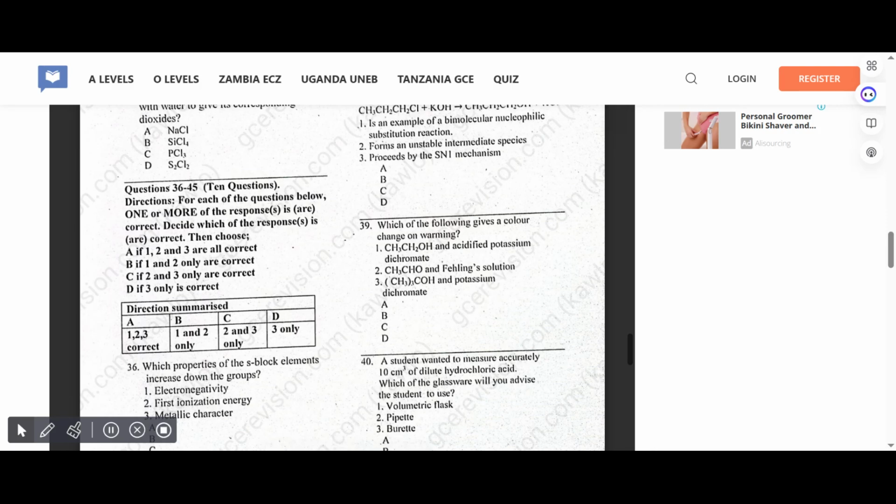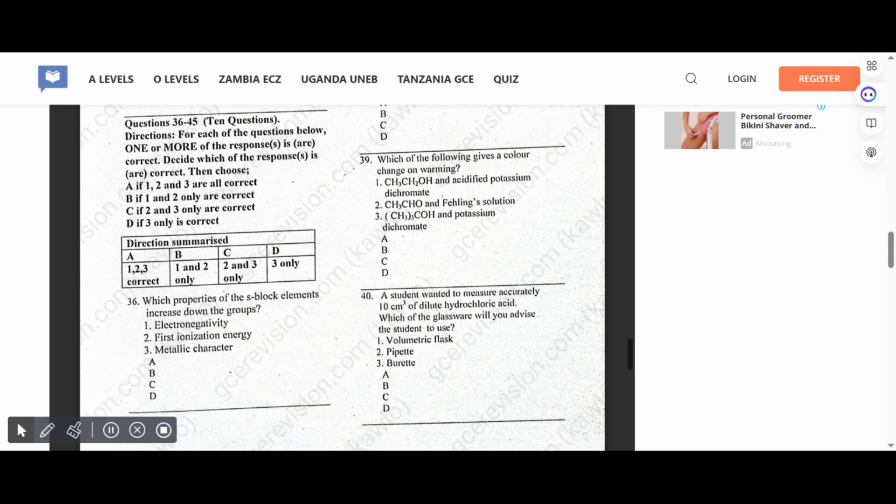Questions 36 to 45, 10 questions. For each of the questions below, one or more of the responses is or are correct. Decide which of the responses is correct, then choose. So we are going to answer all of these by choosing the answers from above, okay? So I'm just going to give you the answers.